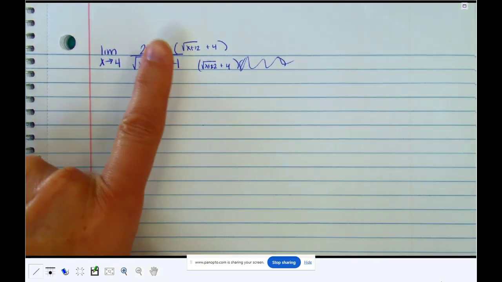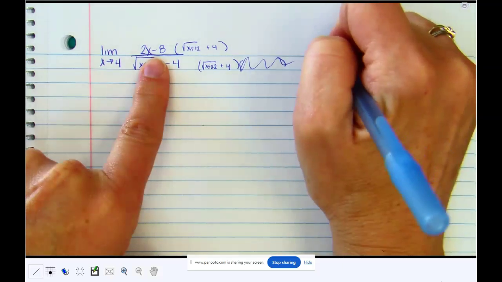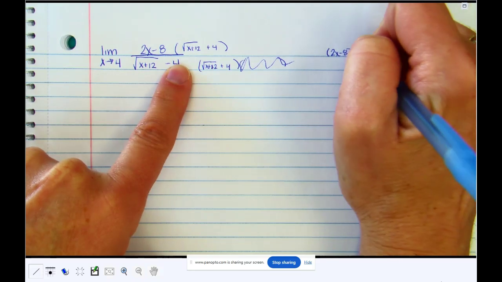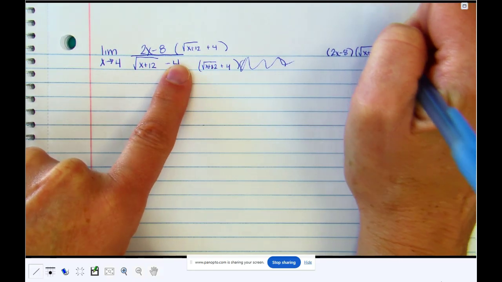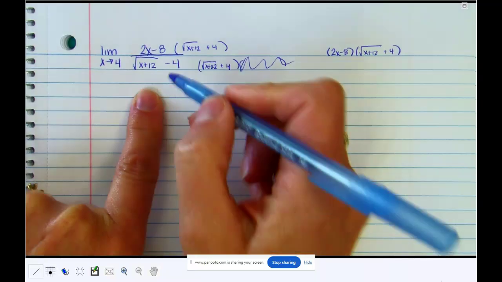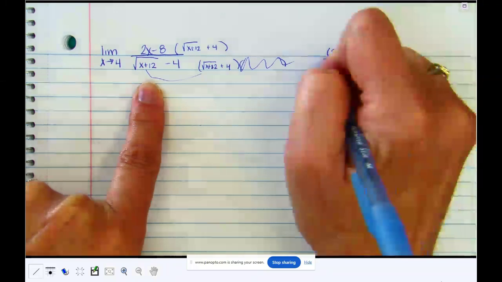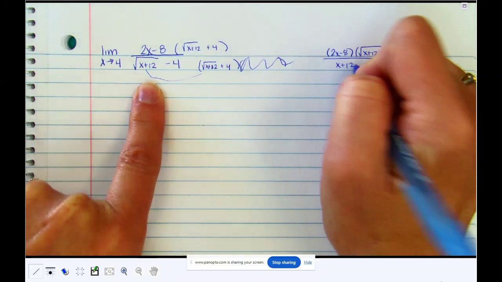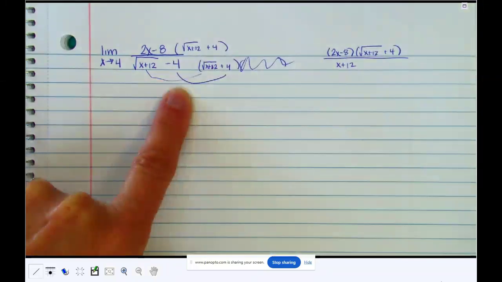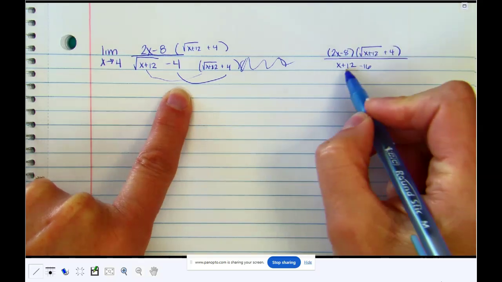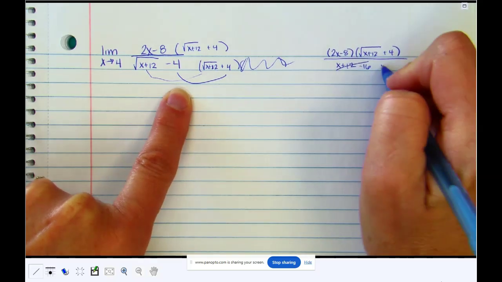Do not multiply out the other one that didn't have the root, x plus 12 plus 4. On the bottom, just a reminder, only do the first piece. So square root of x plus 12 times square root of x plus 12 is x plus 12. Then we do the other one. So then I'm crossing this out, that's x minus 4.